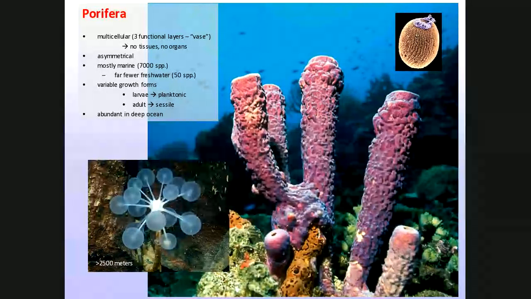Poriferans are relatively abundant in the deep ocean. The one you see in the lower left, that really cool picture of that sponge, it's actually a sponge. It looks like a spaceship kind of thing. That picture was taken at over 2,500 meters in depth. So that's way down there.